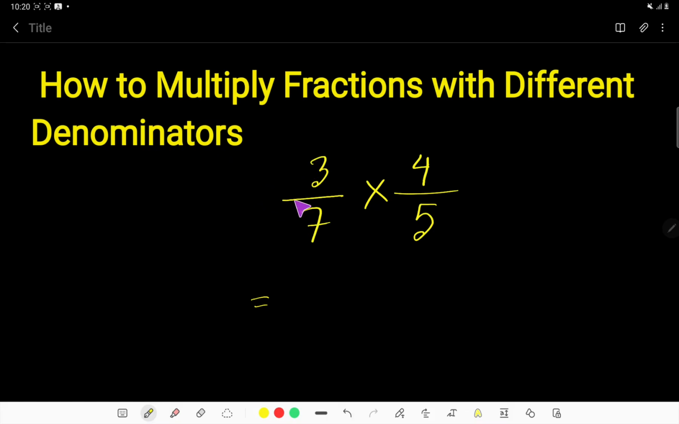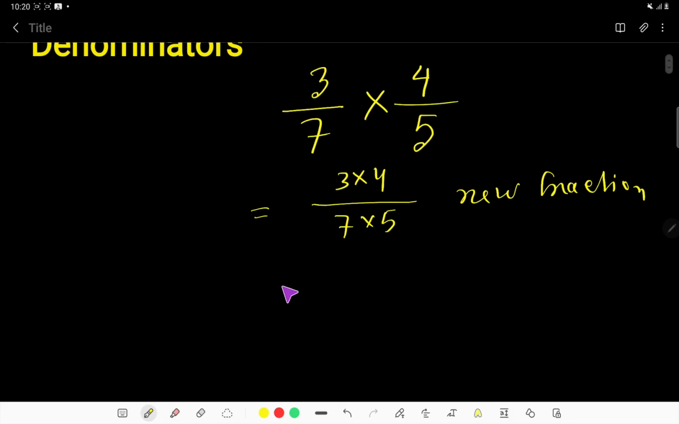There are three steps to multiply fractions. Let me show you the steps one by one. At first you have to multiply the top numbers, and in the second step you have to multiply the bottom numbers. After multiplying top numbers and bottom numbers, you will get a new fraction, right? In the third step you have to reduce or simplify this new fraction, and then you will get the result. Simplifying a fraction means you have to cancel the common factors of the numbers.